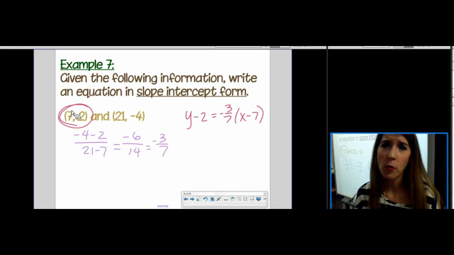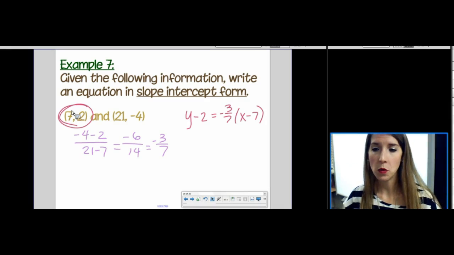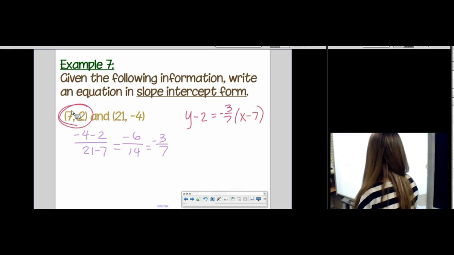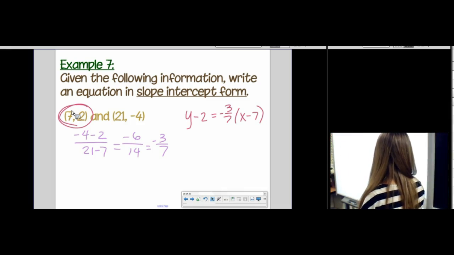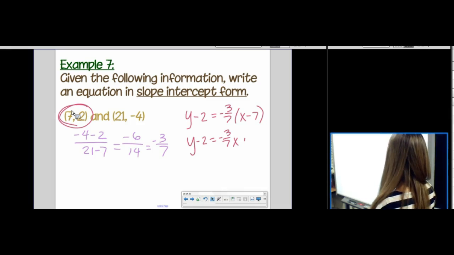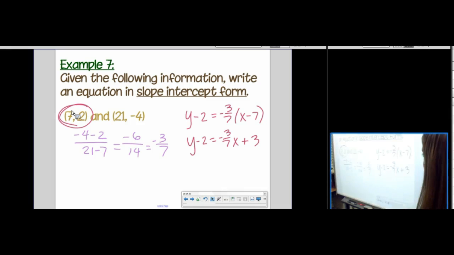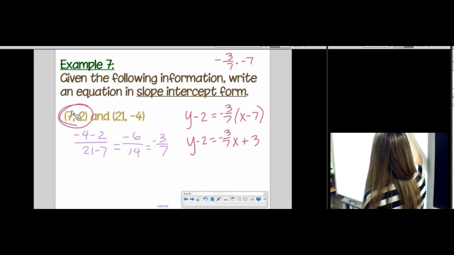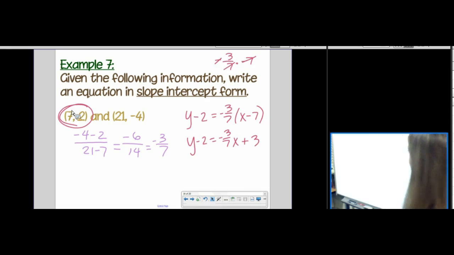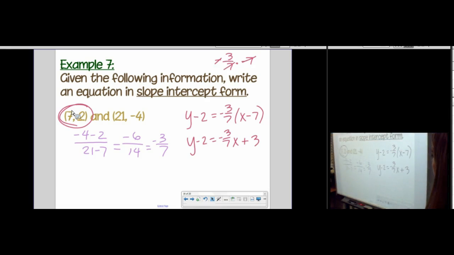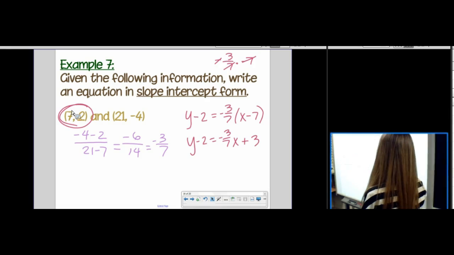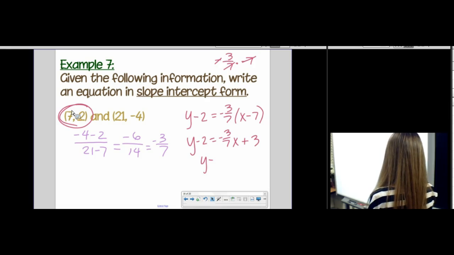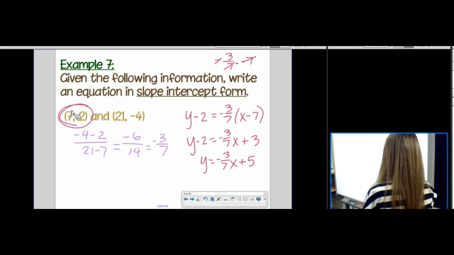So I've memorized point-slope form. The more you do this, the more you'll memorize them. Yes, you can pick either point. y minus 2 equals -3/7 times x plus 3, because the 7's will cancel. The 7's and the negatives actually all cancel when you multiply that. That's nice. Add 2 to both sides. y equals -3/7 x plus 5.